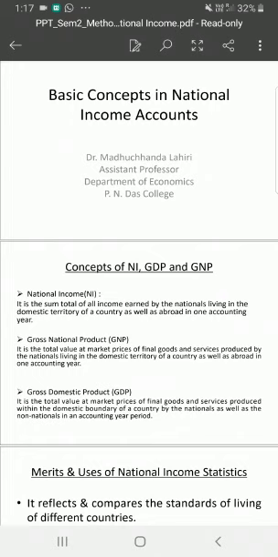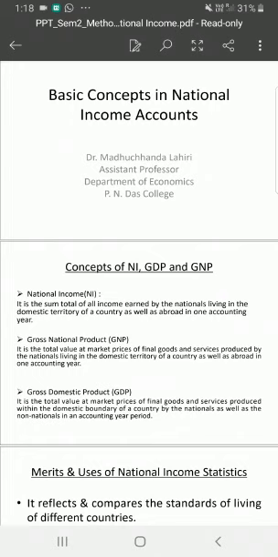So what we do, we introduce a term called NFIA, net factor income from abroad. This is the difference between the income that is earned by the nationals living abroad minus the income that is earned by the non-nationals living within the domestic territory of the country. So this is a difference, and like any difference, it can be positive, negative, or zero.